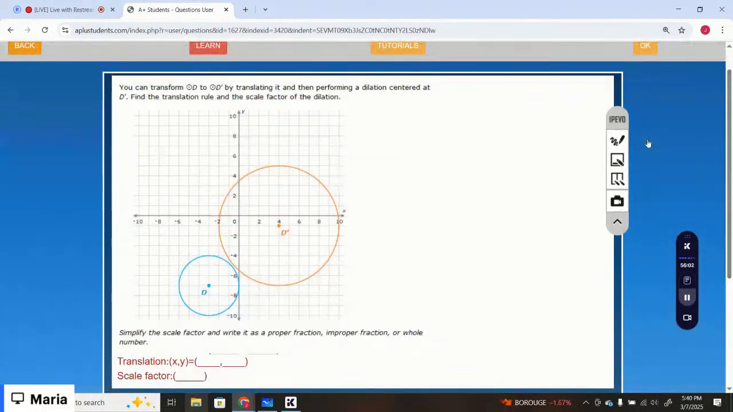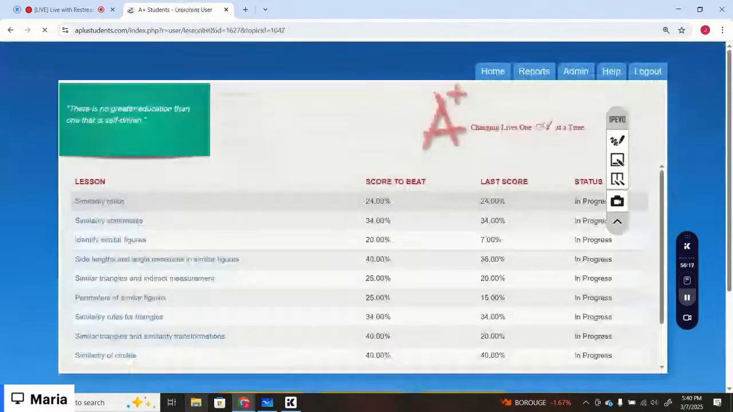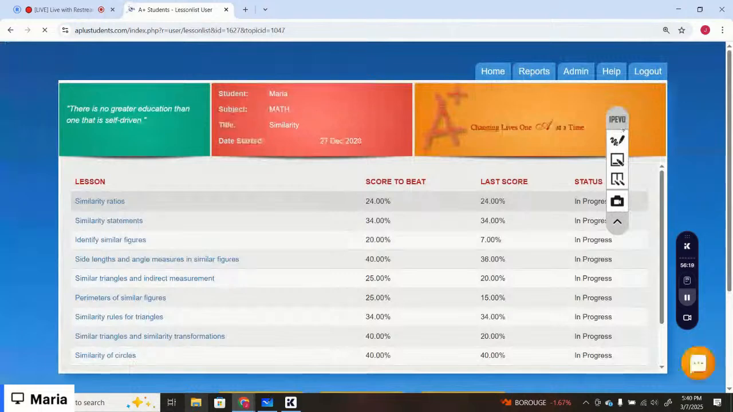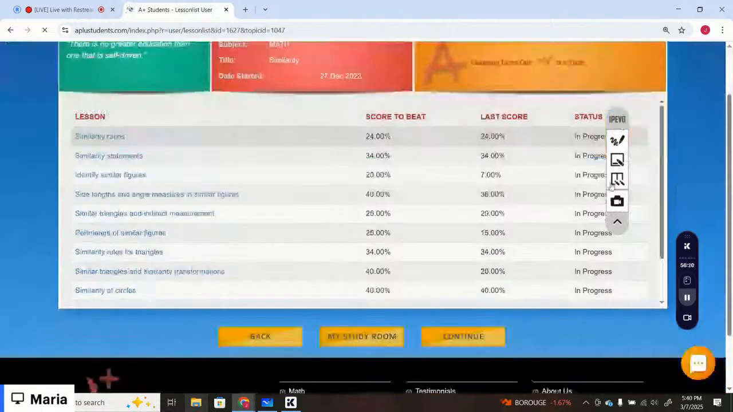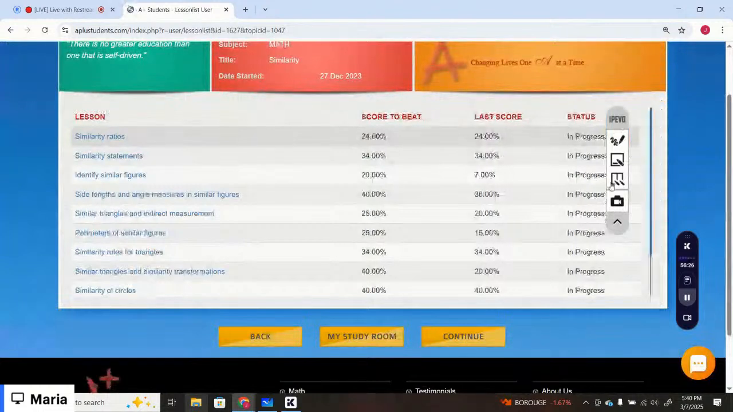Okay, you can complete the lesson by yourself maybe today. So we were working on grade 10 math. The chapter we were working on is similarity. The lessons we have covered today are similar triangles and indirect measurement, perimeters of similar figures, similarity rules for triangles, and similarity of circles.